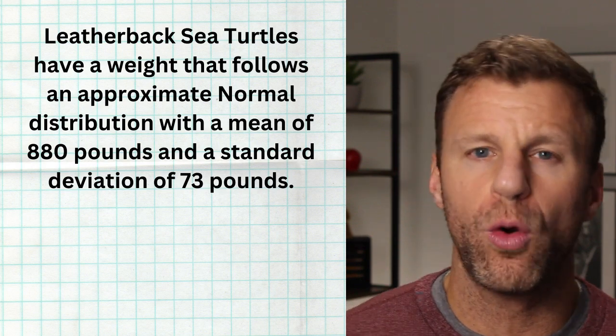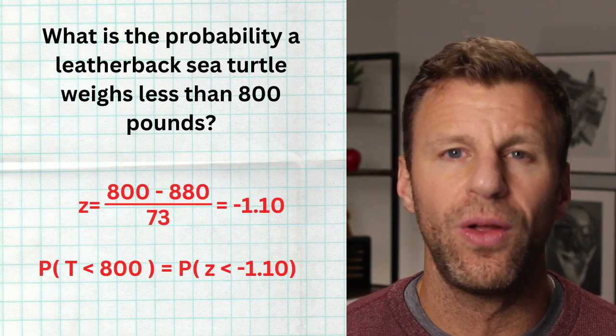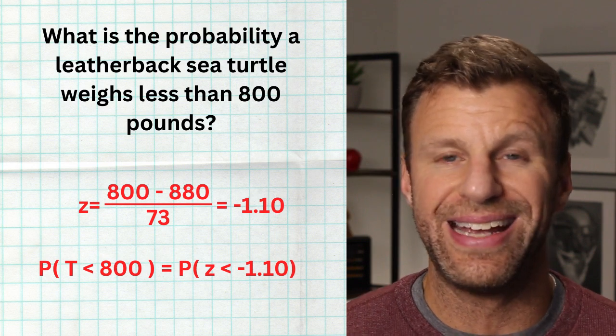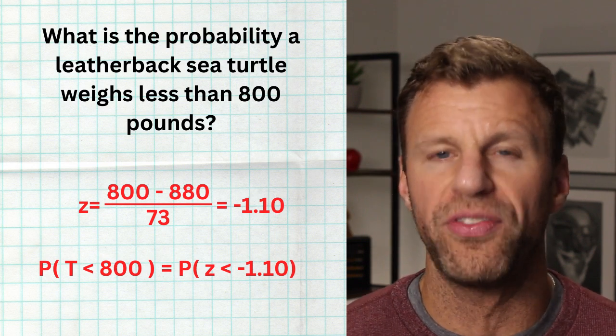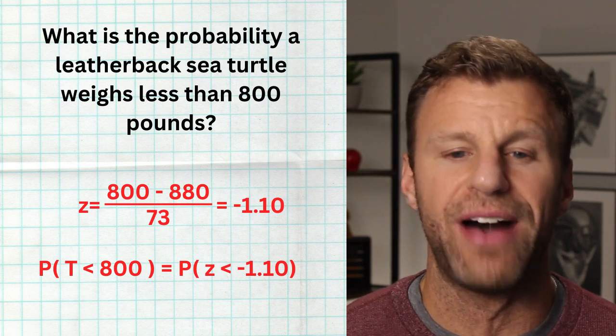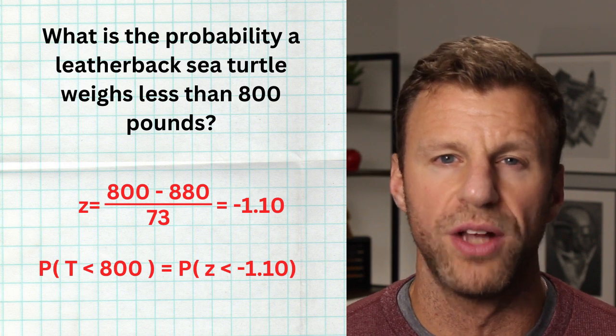So here are three questions. What is the probability that a random leatherback sea turtle has a weight less than 800 pounds? The first thing we need is its z-score so we can put that turtle on the standard normal model. We take 800 minus 880, divided by the standard deviation of 73, and we get a z-score of negative 1.10.